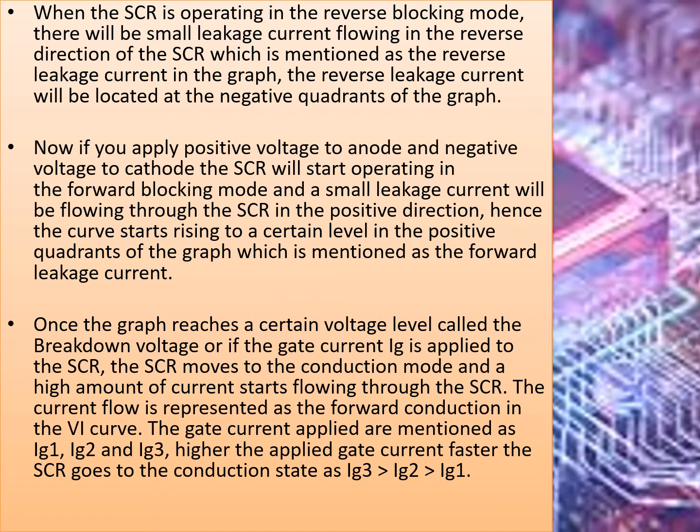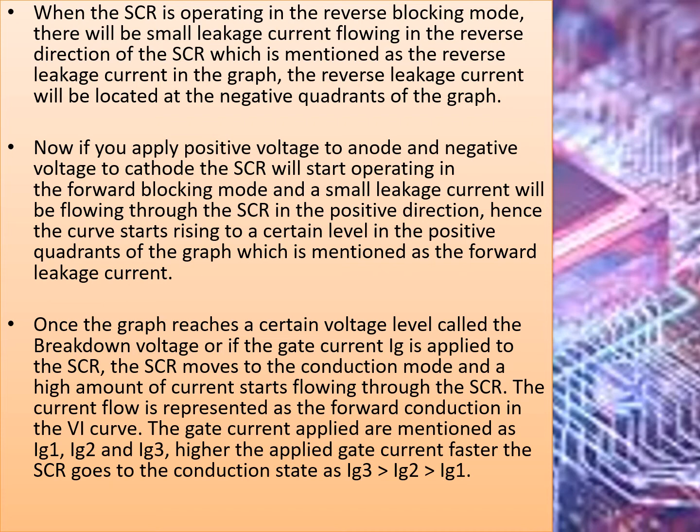Once the graph reaches a certain voltage level called the breakdown voltage, if the gate current Ig is applied, the SCR moves to the conduction mode and a high amount of current starts flowing through the SCR. The current flow is represented as the forward conduction in the VI curve.